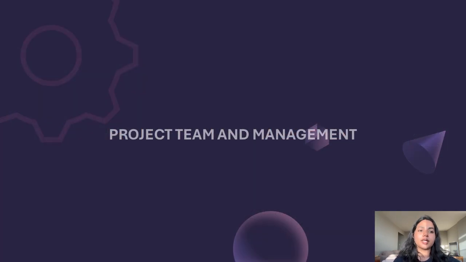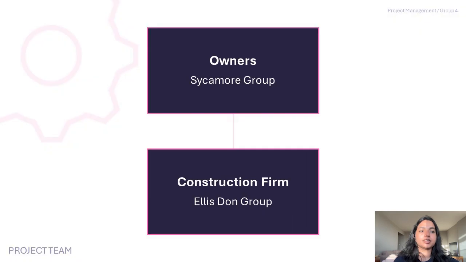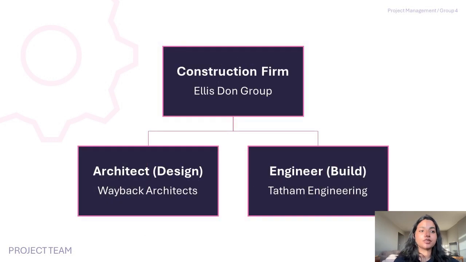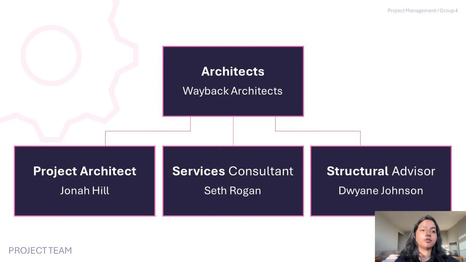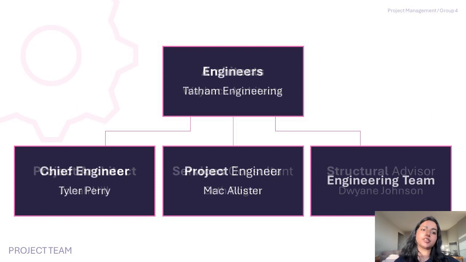Talking about the project team and the management system, the owner is Sycamore Group and has appointed Ellis Don as a construction firm. Ellis Don has further got Wayback Architects for the designing and Tatham Engineering Group for the building part on board. The architectural firm has further appointed consultants and advisors for the project, and the engineering team has further appointed a civil consultants team for the project.